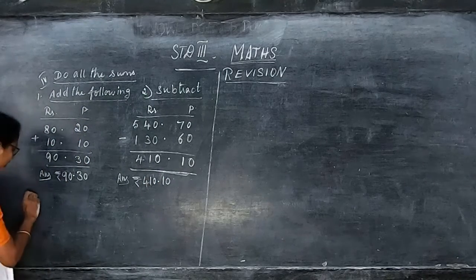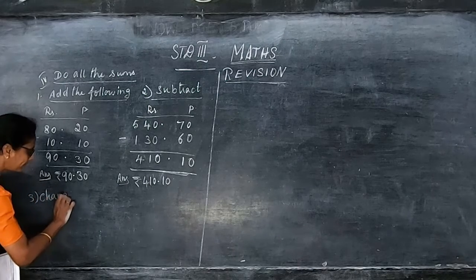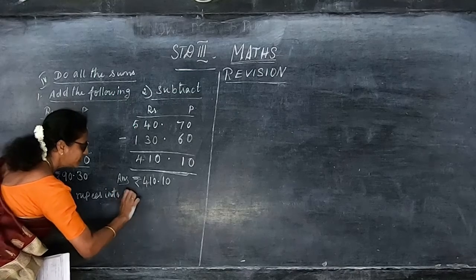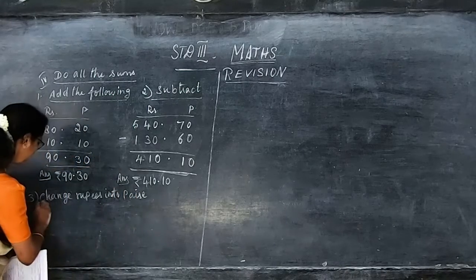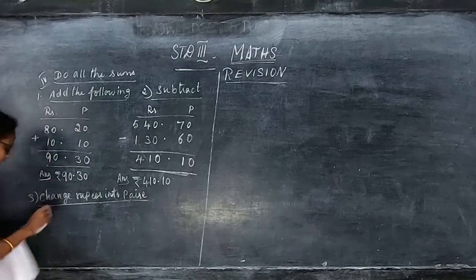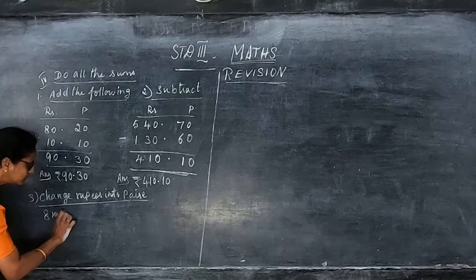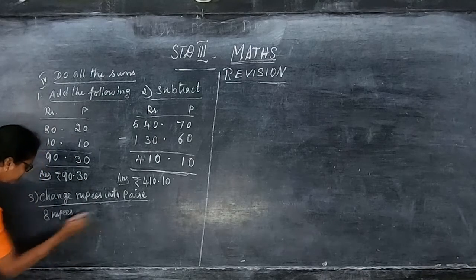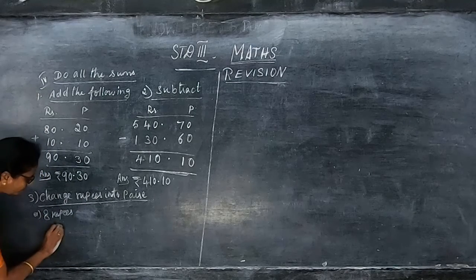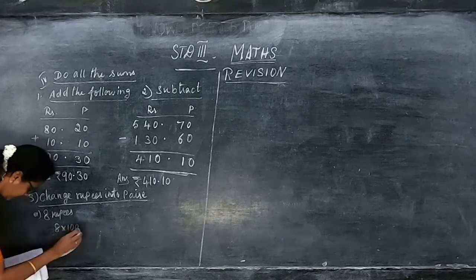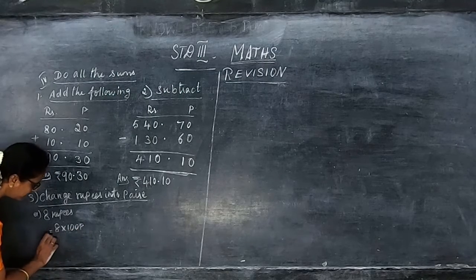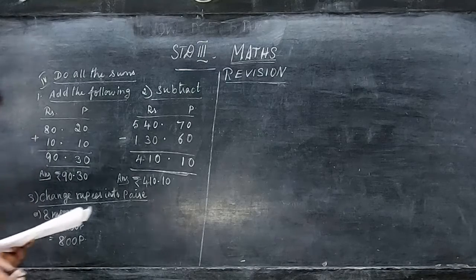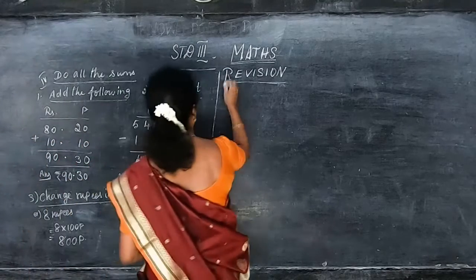Next, change rupees into paise. 8 rupees, that is equal to 8 into 100 paise, that is equal to 800 paise. Okay, fourth sum.